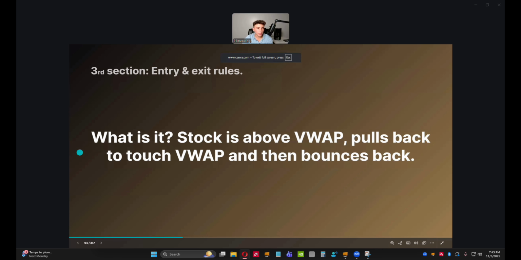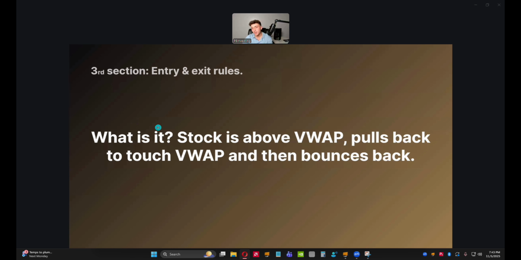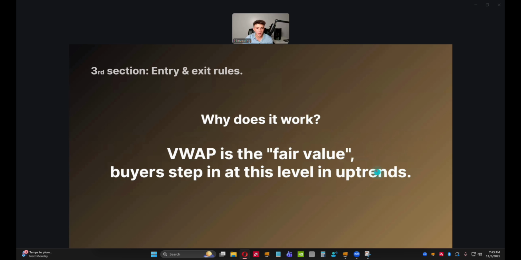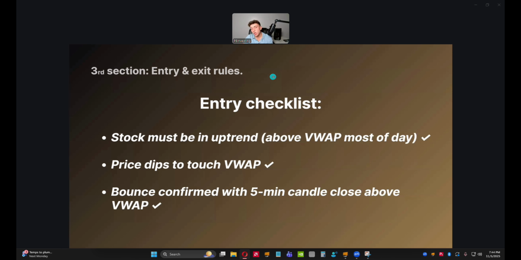Setup number 2 is a VWAP retest, a bullish one. So what is it? Stock's above VWAP. It pulls back to touch VWAP, and then it bounces back. VWAP is like the fair value of a stock. It's basically what the stock should be priced at. Buyers step into that level in uptrends.